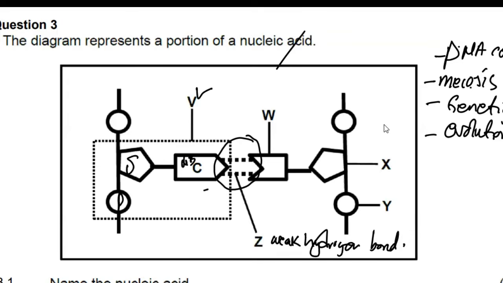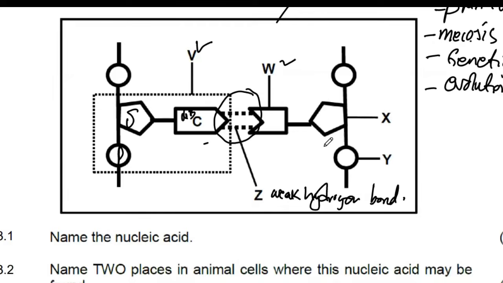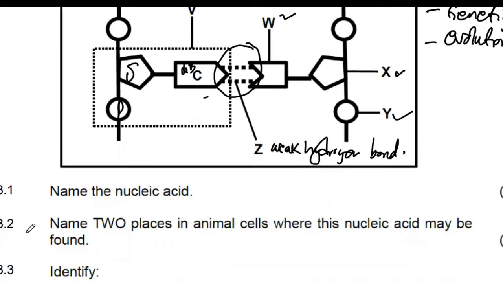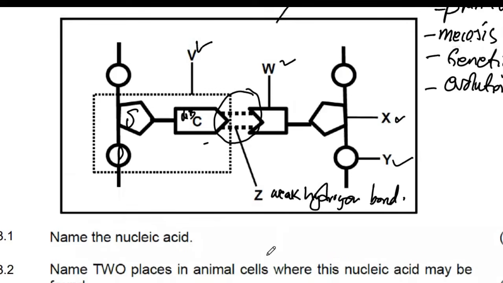And then this is a nitrogenous base. And then also this is a sugar molecule, which is, in this case, a deoxyribose sugar. And then Y is a phosphate group, as we saw it here. So now, since you know that this is a structure and you know how to label it, now let's talk about name the nucleic acid which is being represented.